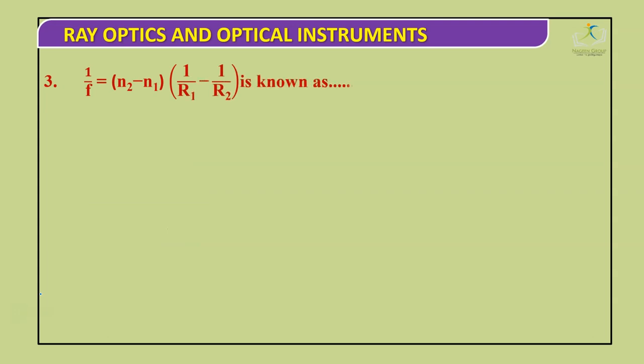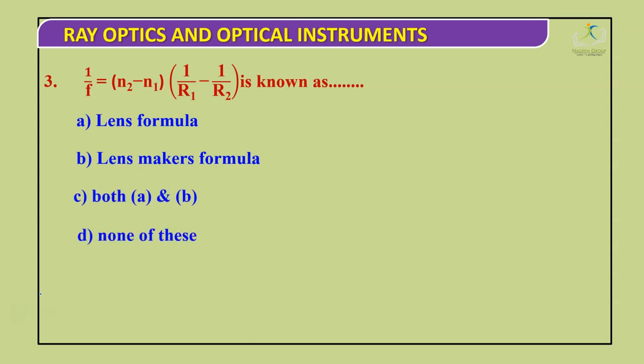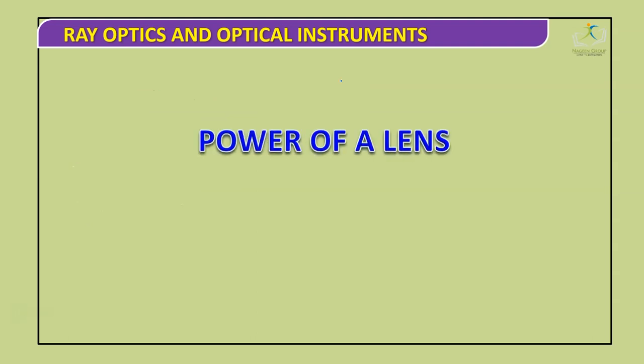1 by f is equal to (n2 minus n1) times (1 by R1 minus 1 by R2) is known as a lens formula, lens maker's formula, both A and B, or none of these. The correct answer is lens maker's formula. This is not the lens formula, this is the lens maker's formula. Then what is the lens formula? The lens formula is 1 by f is equal to 1 by v minus 1 by u. Power of a lens.